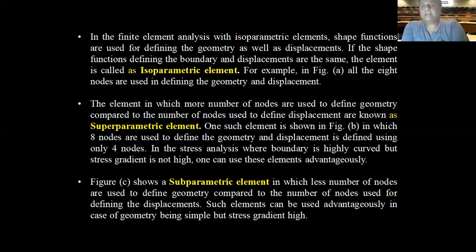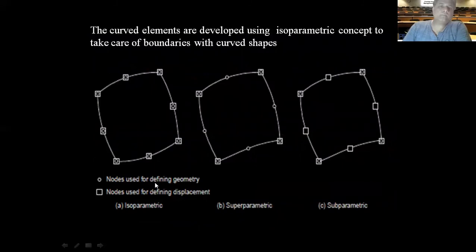So as I said earlier, if the shape functions which are used for defining the boundary and displacement are the same, then the elements are called the isoparametric elements. You can see if you are defining the geometry as well as displacement with the same number of nodes, then it is called isoparametric element.